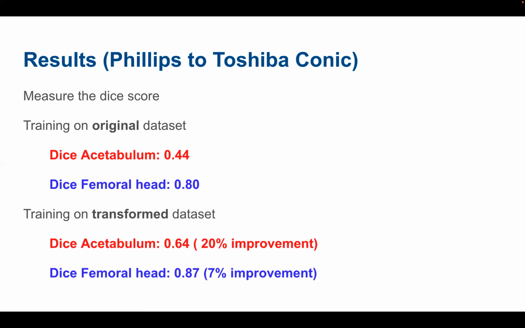Just know that 0 is terrible, 1 is perfect. And everything that is above 0.6 is actually very, very good. So we are very, very good. So the conclusion is that medical data often violates the common machine learning assumptions.